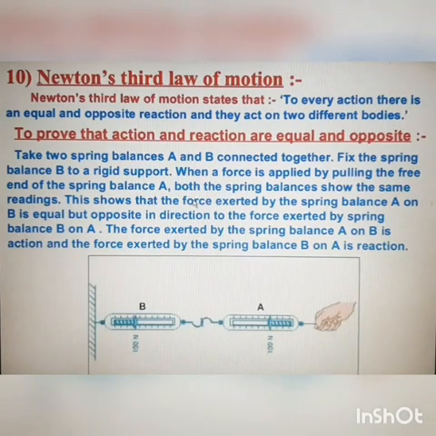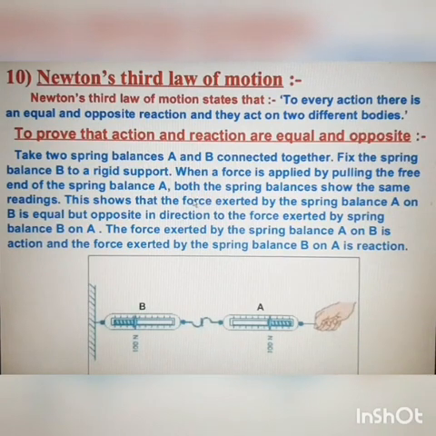In order to prove this, we'll do a simple experiment. We'll take two spring balances A and B as shown in the figure and tie them together. We'll put one end of B to a rigid support on a wall, and we'll start pulling another end of A as shown in the figure. We'll see both A and B will show the same reading.